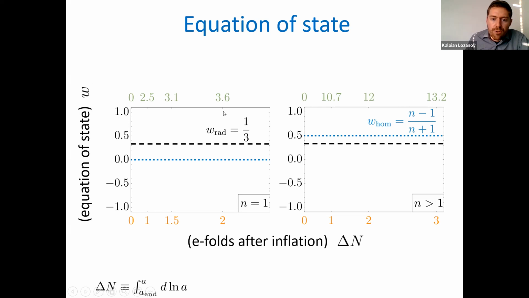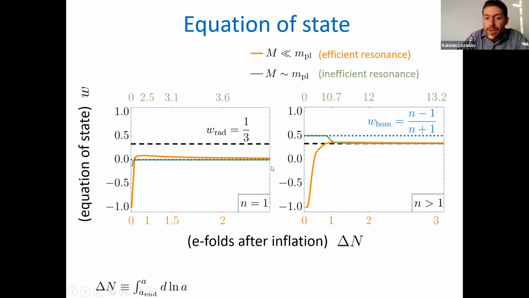And now in orange and green, we give the actual evolution of the equation of state. The data is from representative lattice simulations. In orange, we have the equation of state for a case when the scale m is much less than M Planck, and in green when the scale m is comparable to M Planck. In the orange case, we say that the resonance is efficient since it leads to the complete fragmentation of the inflaton condensate within less than an e-fold after the end of inflation. Afterwards, w quickly settles to zero if n is one, or a third if n is greater than one.